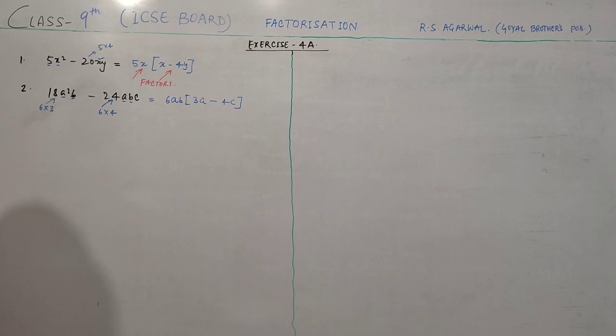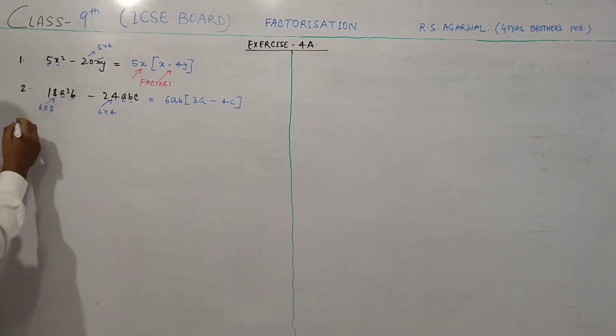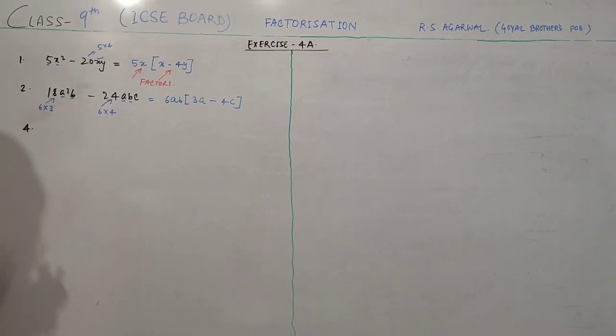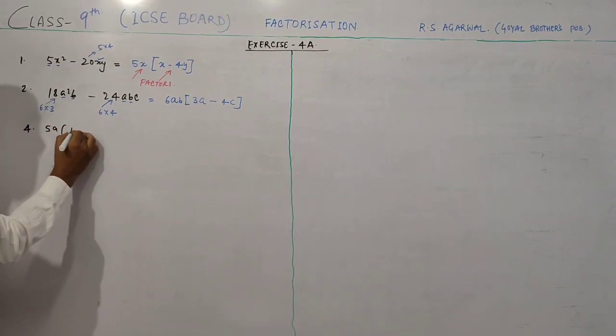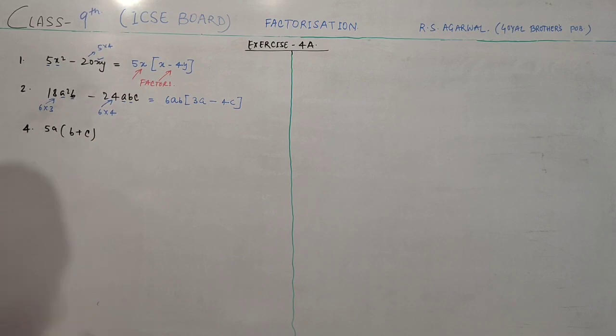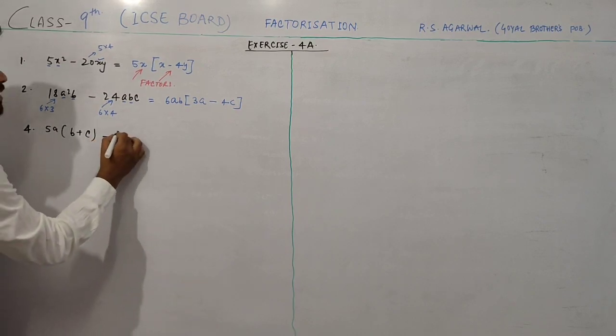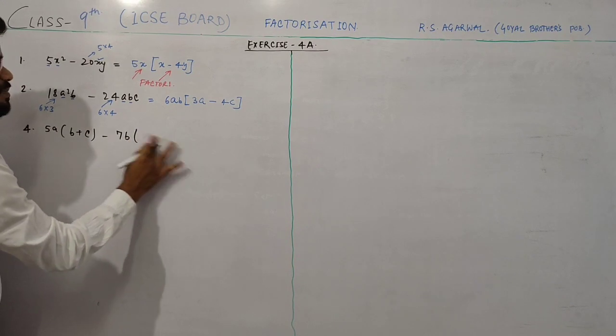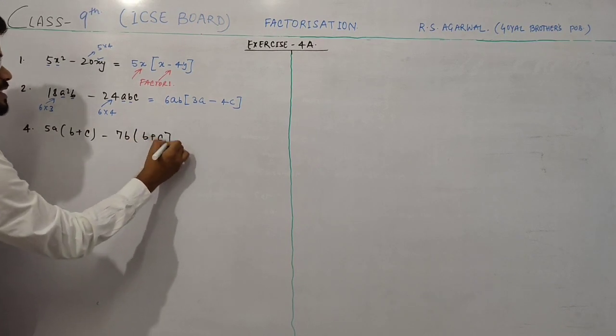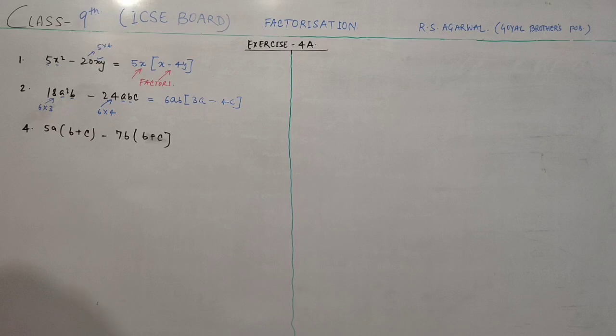Now question number 3, I leave this question. Question number 3 is your homework. Come to question number 4: 5a(b plus c) minus 7b(b plus c).